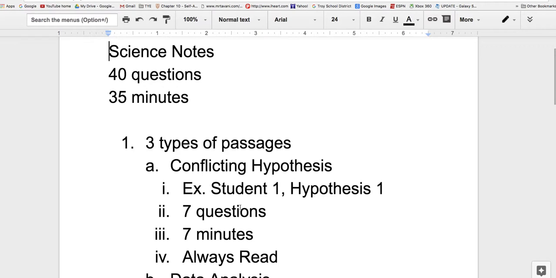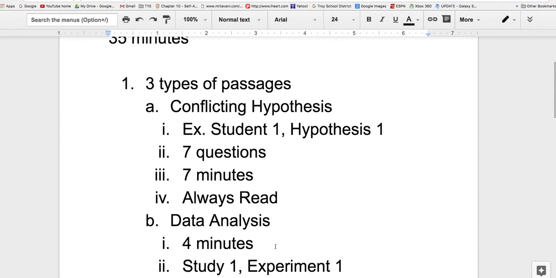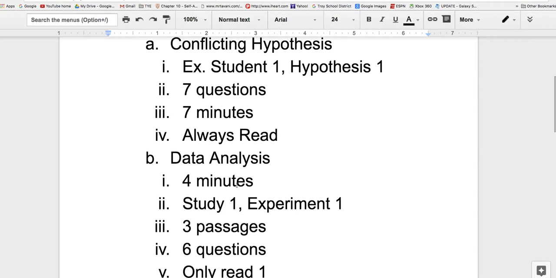So this one is the longest one. It's conflicting hypothesis. So how you can tell is 3 people offered their input, and all 3 were different claims. And this one has 7 questions, so you should take 7 minutes to do this one. And you're always going to read this passage. The next one we have is data analysis. This one is you take 4 minutes to do this one.